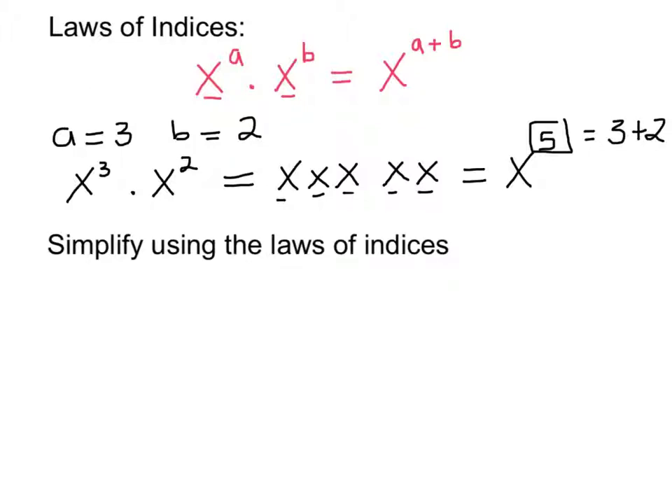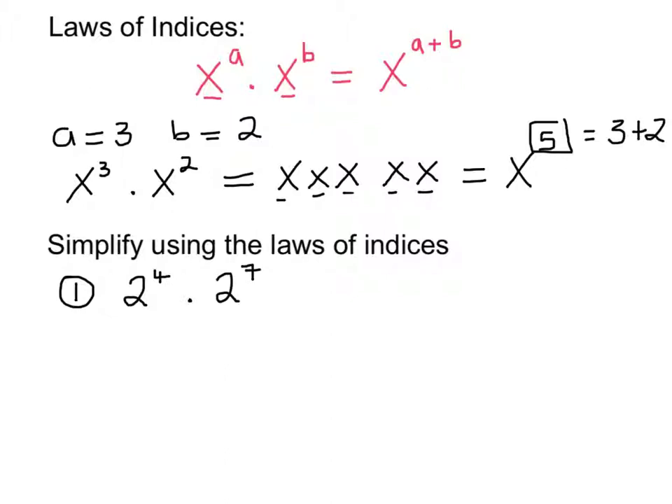So let's do a few examples. The question says, simplify using the laws of indices. Now we only have the one law at this stage, but let's do one. So the first one is, let's say 2 to the power of 4 multiplied by 2 to the power of 7.